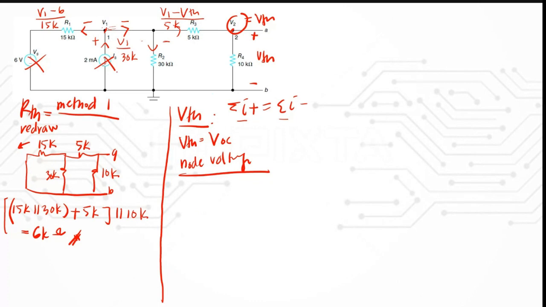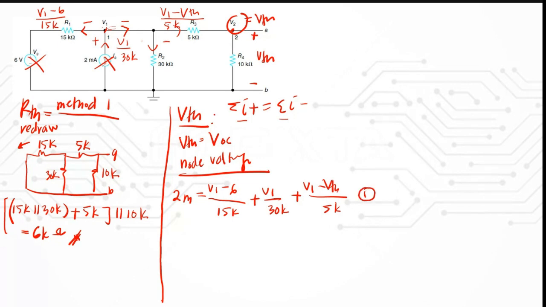Just for positive current, you have 2 milli equal to (V1 minus 6) over 50K plus V1 over 30K plus (V1 minus VTH) over 5K. Okay, so this is your equation 1.